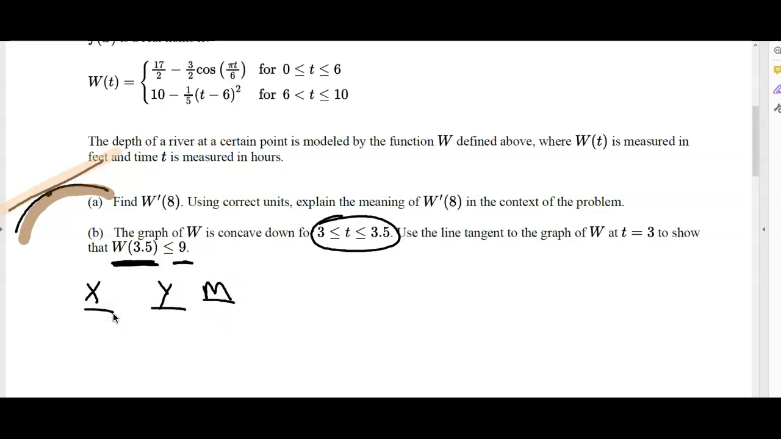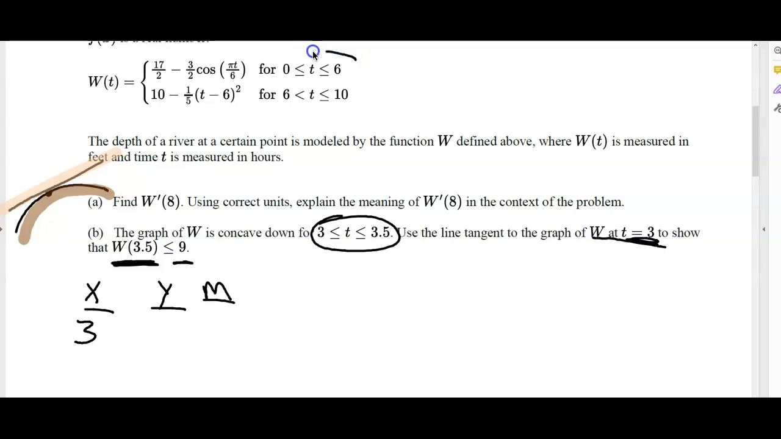And we want the tangent line at t equals 3. So I need to find my y value. Now, they didn't tell me my y value this time. Some of you might be thinking it's 9, but it's not. That's not the y value that goes with 3. That's the y value that they want me to show is greater than everything else. So I need to find the y value at 3.